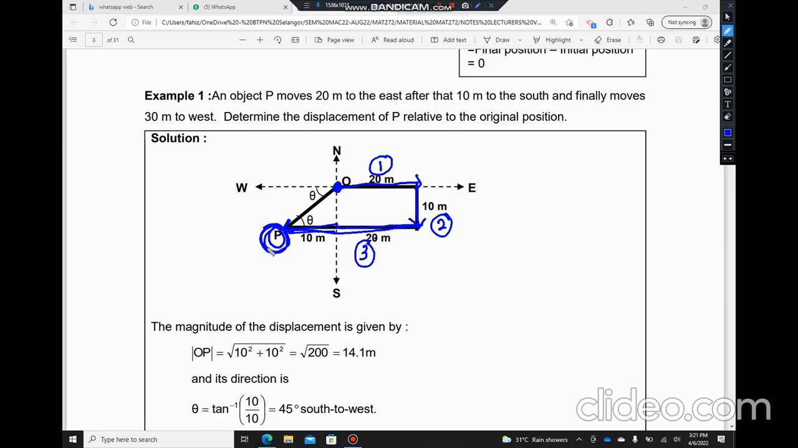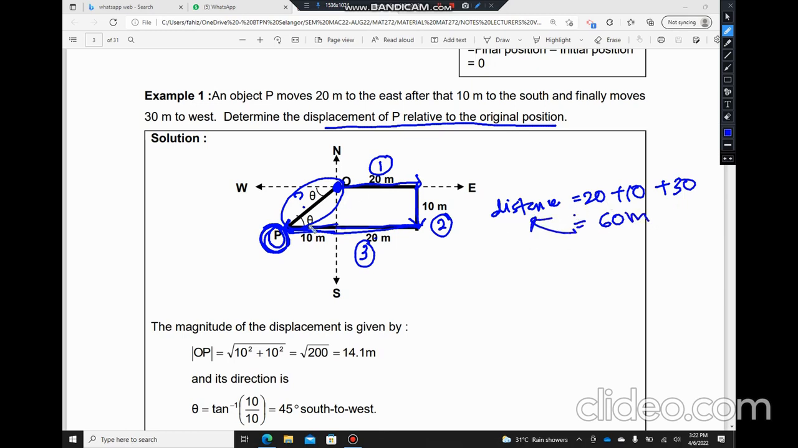So determine the displacement of P relative to the original position. So dia nak displacement of P relative to original position, yang ni lah. Dia displacement, dia lain. Kalau distance, katakan soalan dia nak distance, awak just tambah 20 tambah 10 tambah 30. So dapat 60 meter. This one is the distance. But displacement kita akan tengok pada initial position and final position. So kita akan ambil jarak yang ni je lah.